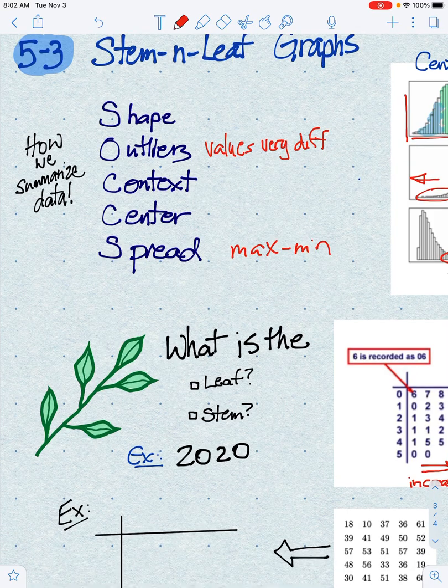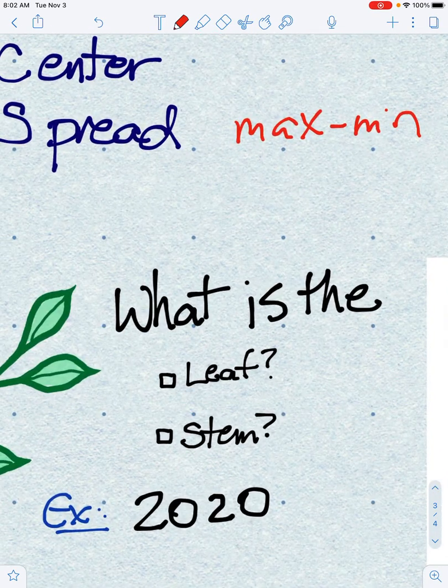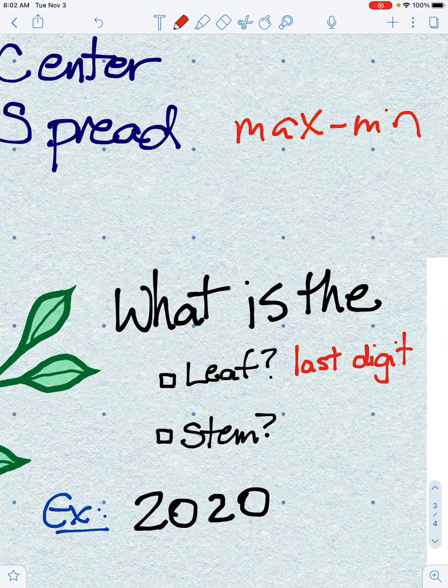All right. So what is the leaf? What is the stem? It's important that you have this down. The leaf is the last digit, and the stem is the rest of the number. So if I look at the year that we're in, 2020, this would be the leaf, and then the rest of it, 202, would be the stem.